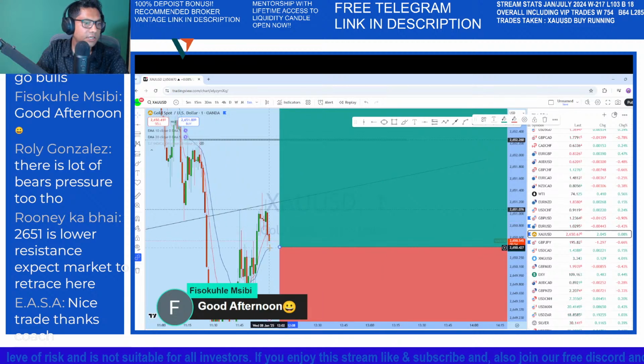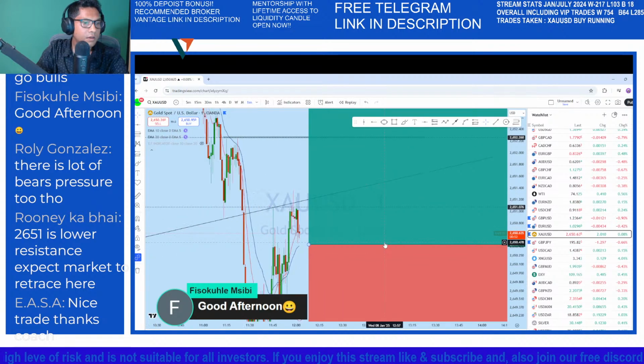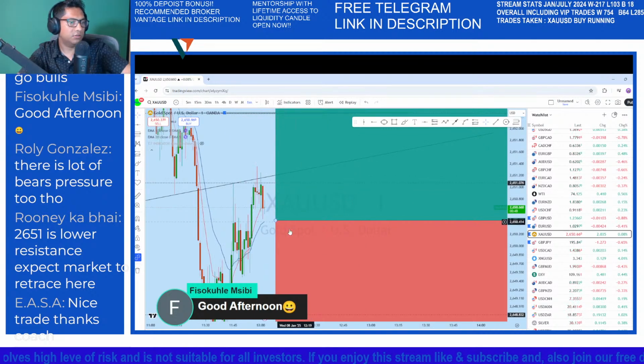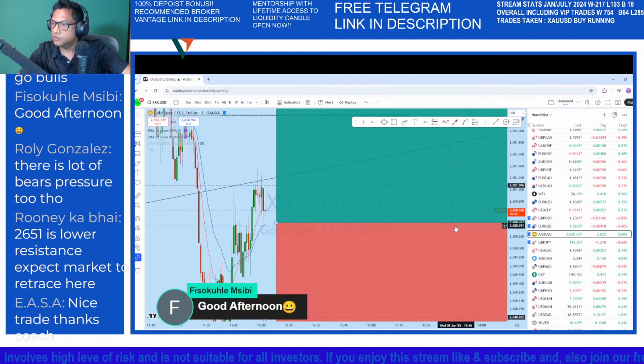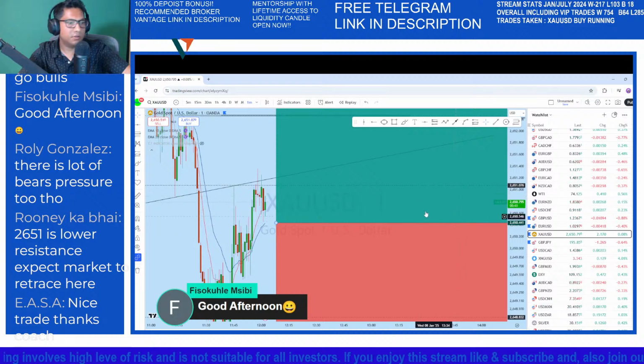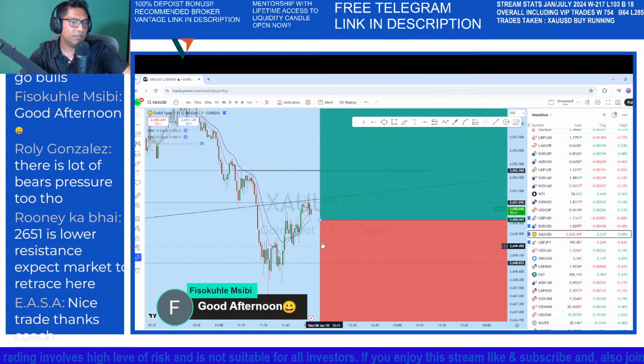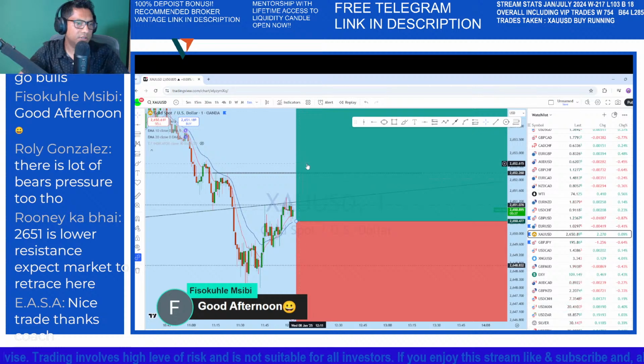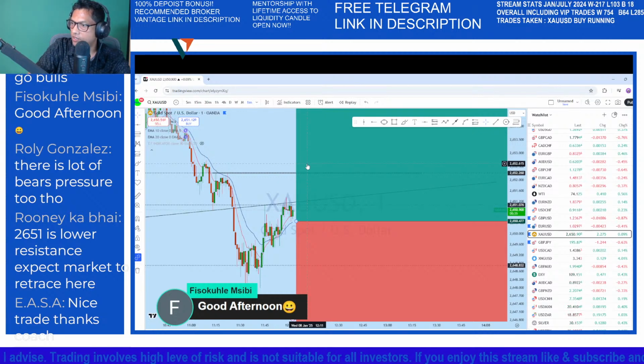Okay, so here is now, is it trying to form a head and shoulder? Then we might see deeper movement. And I think, yeah, see here is the bias still to the upside for me.